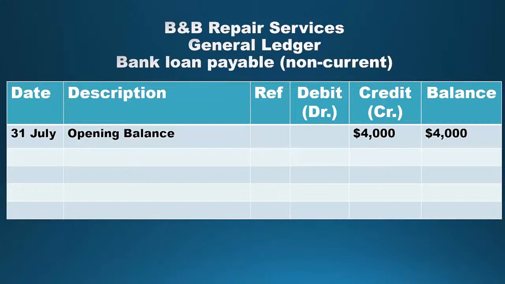8. Bank loan payable. The bank loan payable account represents a long-term loan the company owes to the bank. On July 31st, the balance is $4,000. Since this is also a liability account, the opening balance goes on the credit side of the ledger.